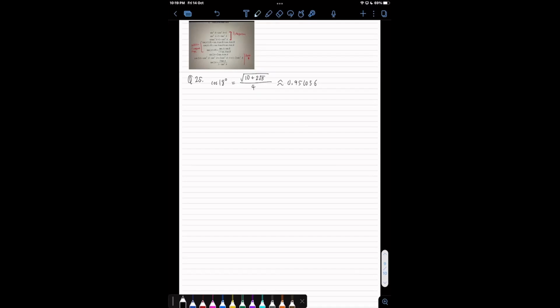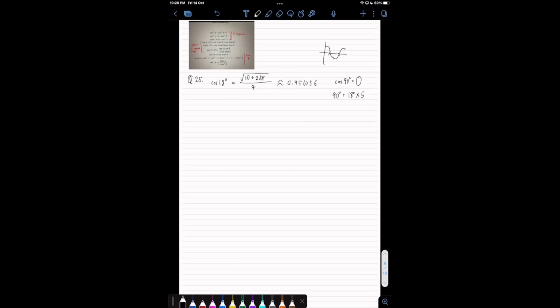Okay, so key observation here: 18 degrees. What's cosine 90 degrees first? What is cosine 90 degrees? 90, 180, 270, 360. I mean, 0. Very good. Then can you see the relationship between 90 degrees and 18 degrees? Times what? 5.